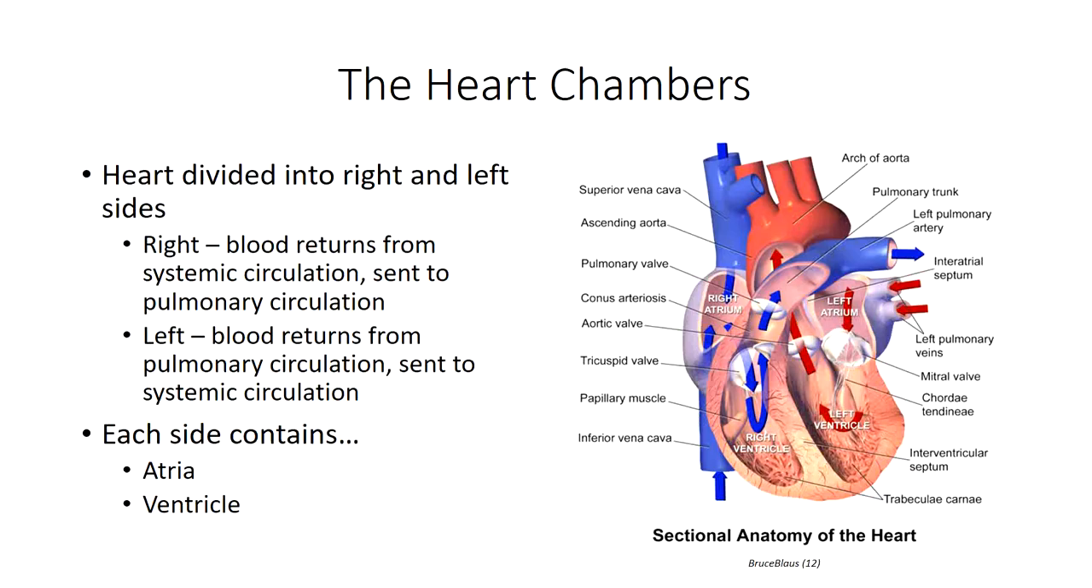Atrium is a Latin term meaning entrance hall, and it's an appropriate name as it's where blood returning from the two circuits first collects. The atria then contract to prime the ventricles, which drive the blood back into both systemic and pulmonary circulation. The left and right sides are each separated by the interatrial and interventricular septa, which divides the heart into left and right sides and functionally separates the two circuits.